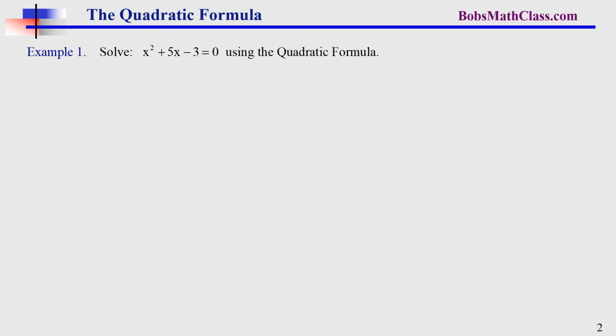Okay, here's our first example. X squared plus 5x minus 3 equals 0. We want to solve this using the quadratic formula. So it's in the proper form. We have a 0 on the right-hand side. Our trinomial is in descending order: the squared, the x, and the constant.